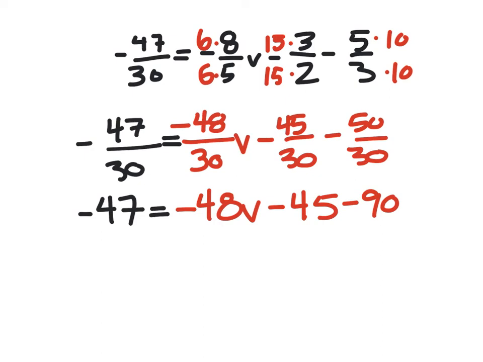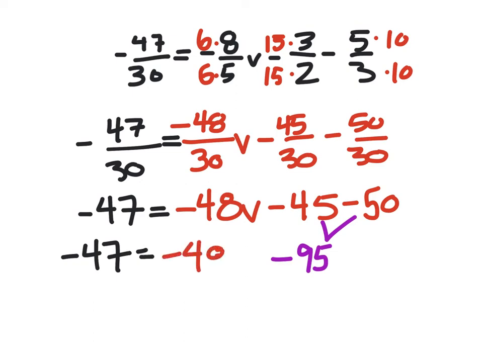And you may spot some similarities with what we were doing with the last method. I would look to distribute, which I should have already done. There was no distribution, so again, I'm just looking to combine like terms. There they are. Same thing, negative 45 minus 50 is negative 95. So I got negative 47 equals negative 48v minus 95. But again, I'm just going to keep the v's on the right side of that equal sign. So I'm going to get rid of that negative 95 by adding its opposite. So add 95 to both sides.